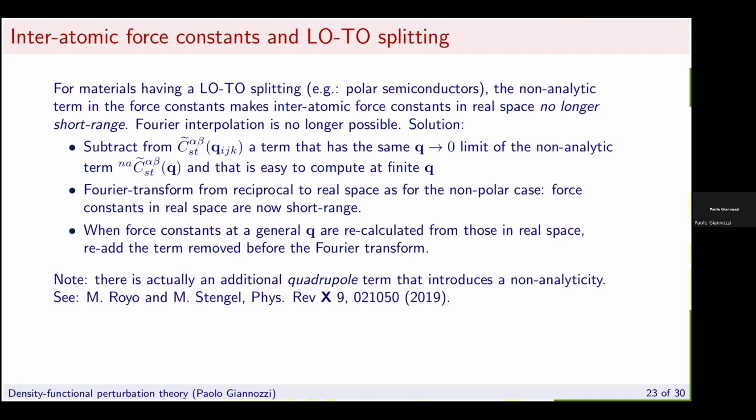The implicit assumption that we've made in non-polar materials is that interatomic force constants have a short range, so there are no terms going far away, but it is no longer true if we have force constants in a polar semiconductor due to this non-analytic term. And what we can do is simply to subtract out the non-analytic term. That is, we have to choose a term that has the same non-analytical behavior at Q equals 0 and that is easy to compute at finite wave vector. So we subtract out this term from the force constant matrices in reciprocal space.